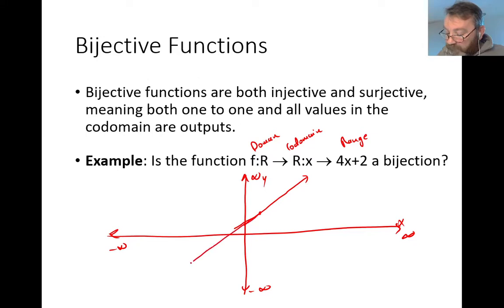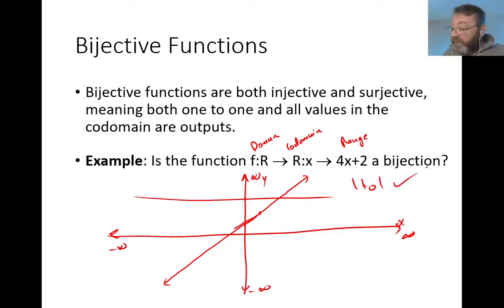And what do I discover? I discover, through the horizontal line test, that between infinity and -infinity on the y-axis, every one of the values on the y-axis is linked uniquely to a value on the x-axis. So thanks to the horizontal line test, is there injectivity? Yes. Is there one-to-one? Yes.